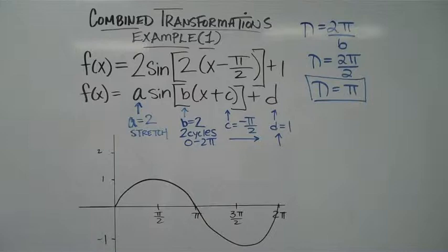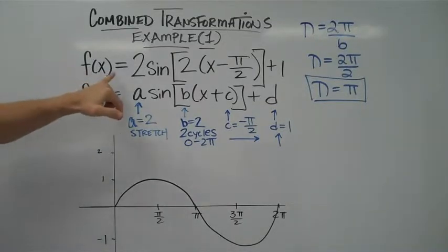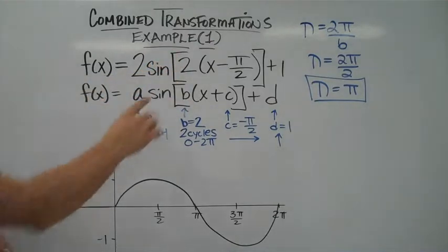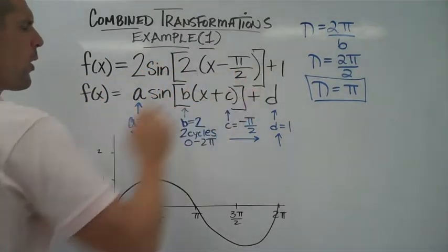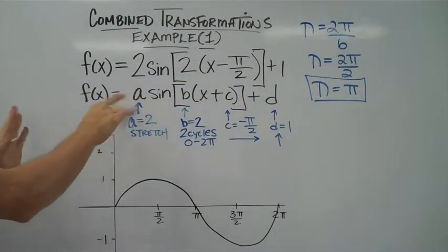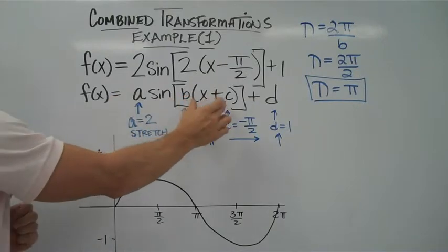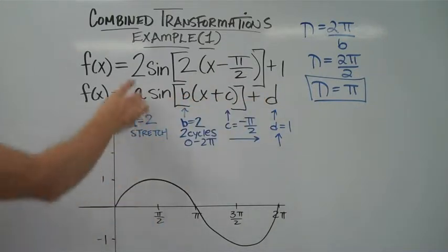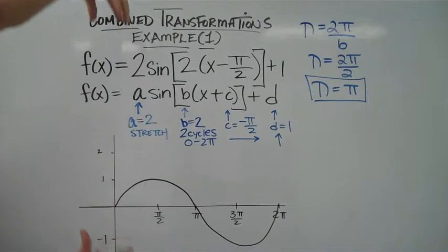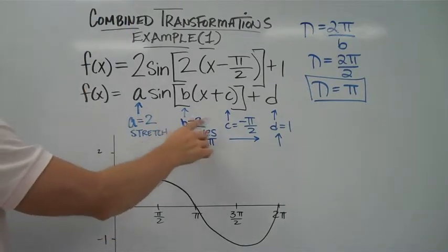Here's an example of a combined transformation of the sine function. If I have f of x equals 2 sine 2 times quantity x minus pi over 2, all plus 1, I have it already in the form of a sine b times quantity x plus c plus d. I know my a is 2, so I'm going to be stretching like this. I know my b is 2.